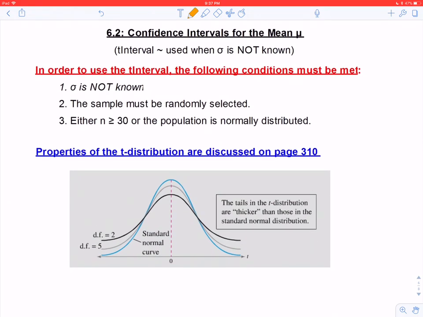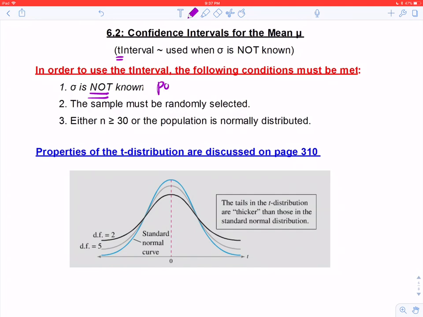is we're going to look at something called a T interval. All right, so again, if you haven't, pause the video, do your 6.1 work, and then once you've done that, we'll come back, we'll look at the T interval, and this is going to be used when you do not know the population standard deviation.